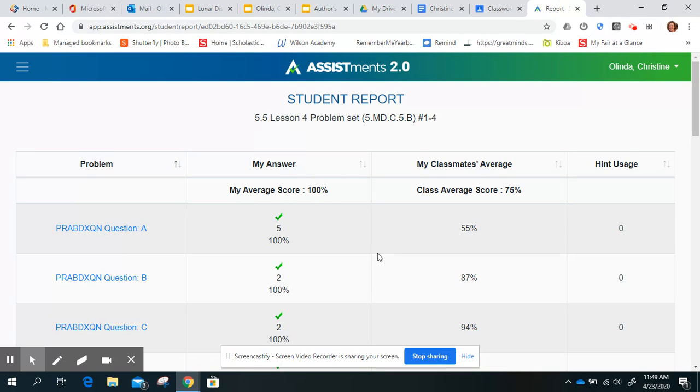My score, yours are here, is 100, but this is the class average. So that means I got 100. I did all the questions right. The class got about 75%. Perhaps they should wait for the video. Maybe they could do some of the answers better.